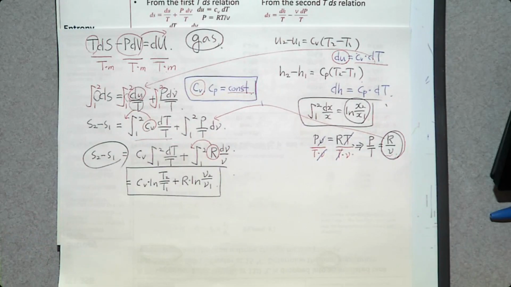Is it difficult? Not much. There's nothing new. We got that TDS relation from the energy balance equation. All we did is use the specific heat equation that we studied in chapter 3 and the ideal gas equation that we studied in chapter 3. Nothing new.